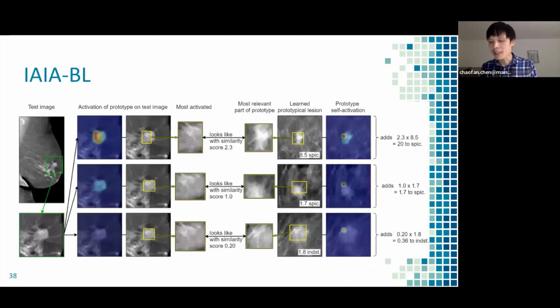The reasoning process of IAIA-BL is very similar to ProtoPNet. Basically, it follows the same procedure: this part looks like this prototypical part of this class, therefore it contributes this particular score to this particular class. So it's a very similar classification idea to ProtoPNet.